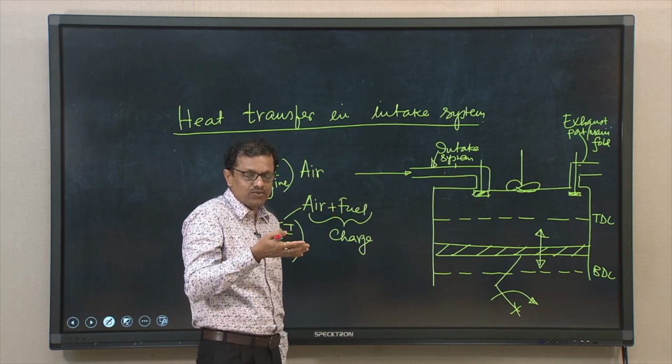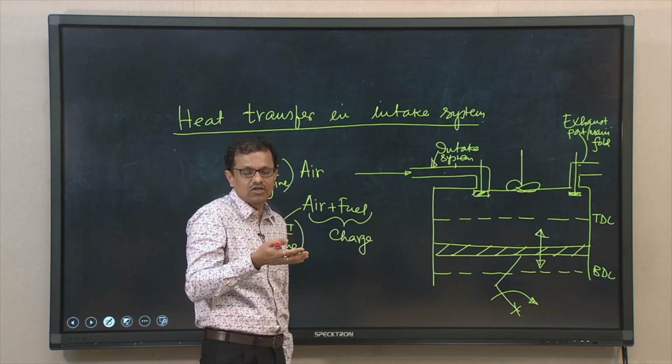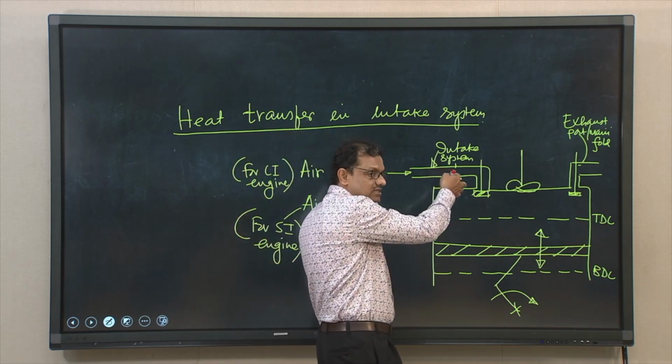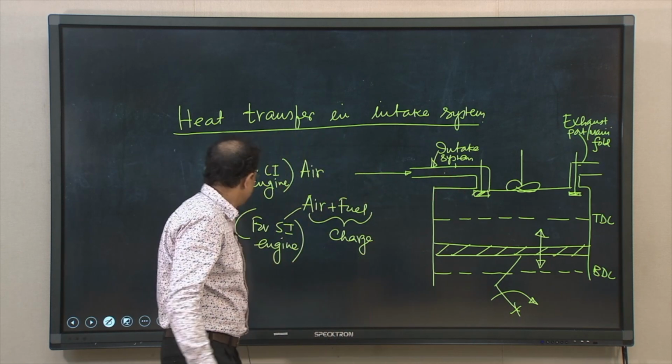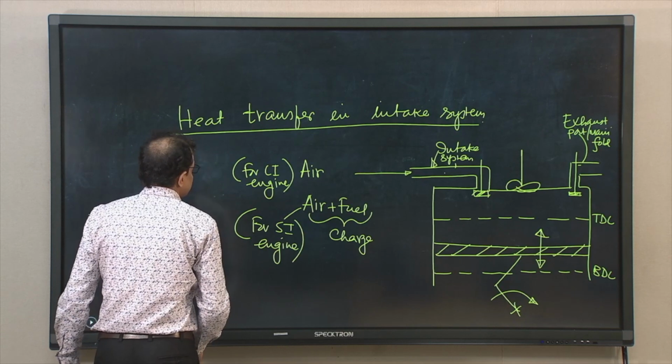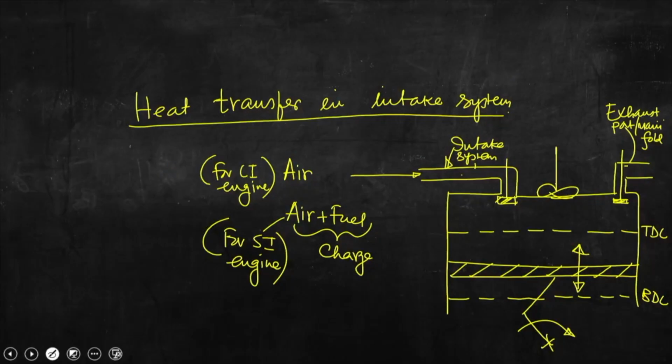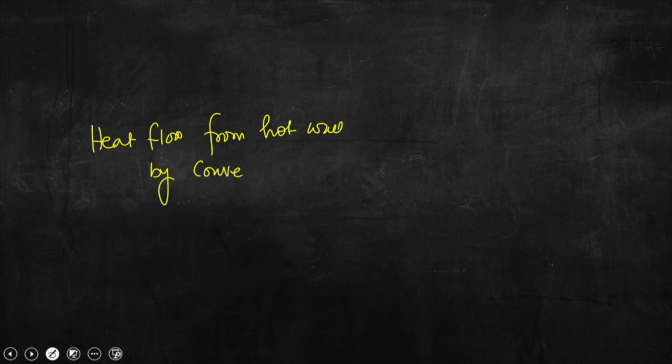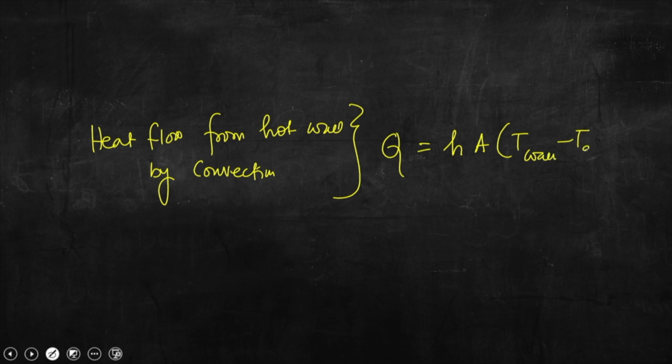The question is, this evaporation of fuel droplets, or some fuel, in the intake system itself has some merits and demerits. So, if we go to the next slide, the heat flow from the hot wall by convection will be there, that is Q equal to h A into (T wall minus T gas).